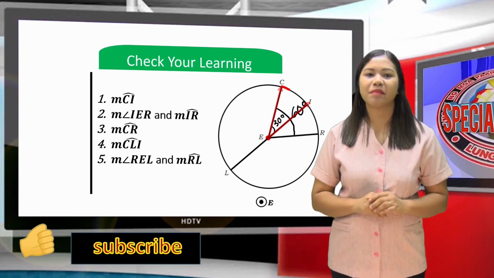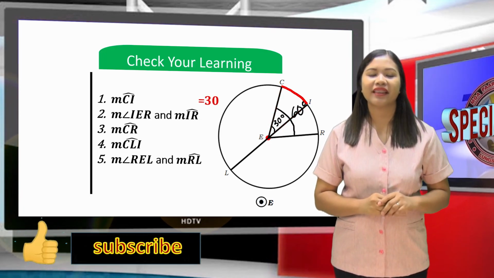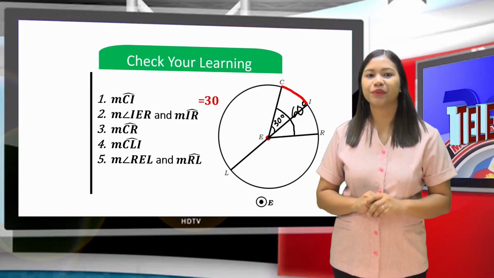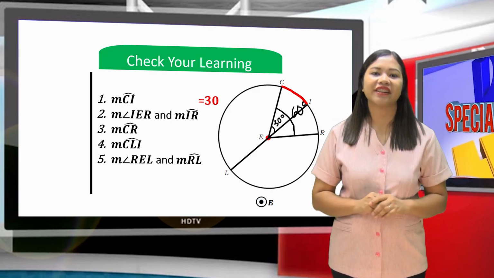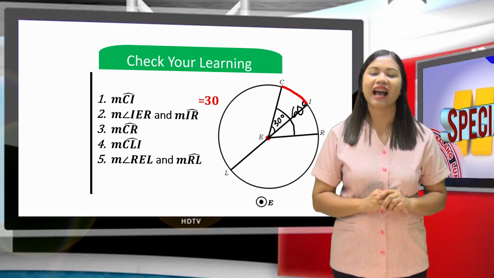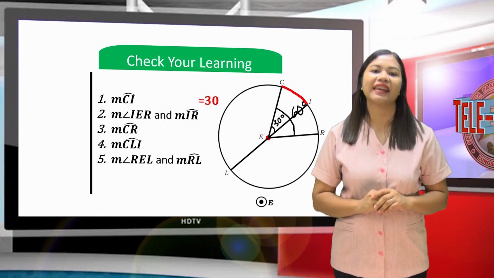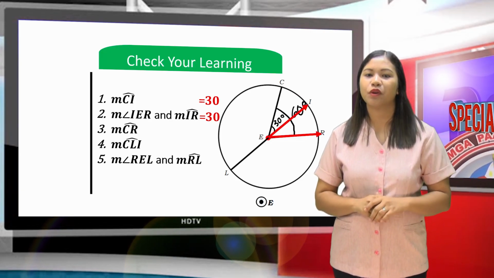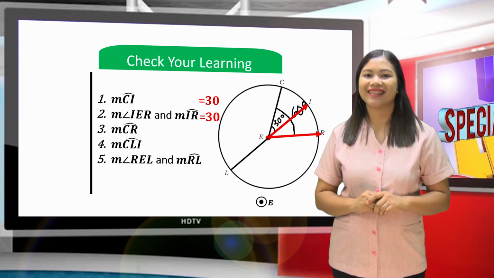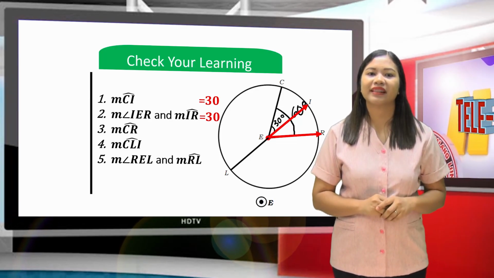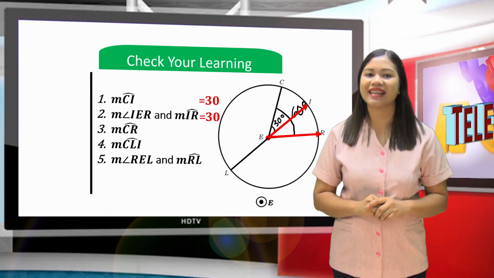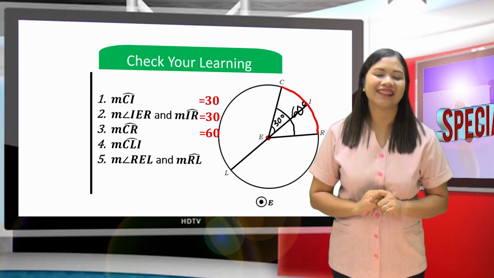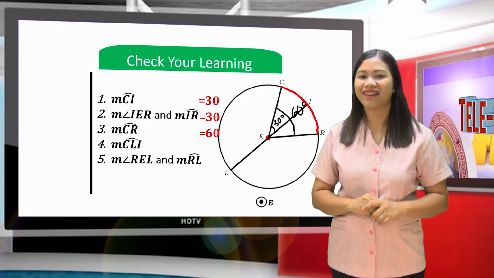Number 1, since the measure of angle CEI is 30, then the measure of arc CI is also 30. Number 2, since the measure of angle CER is 60 and the measure of angle CEI is 30, then the measure of angle IER and the measure of arc IR is 60 minus 30, which is equal to 30. Number 3, since the measure of angle CER is 60, then the measure of arc CR is also 60. Did you get the same answer? Very good!